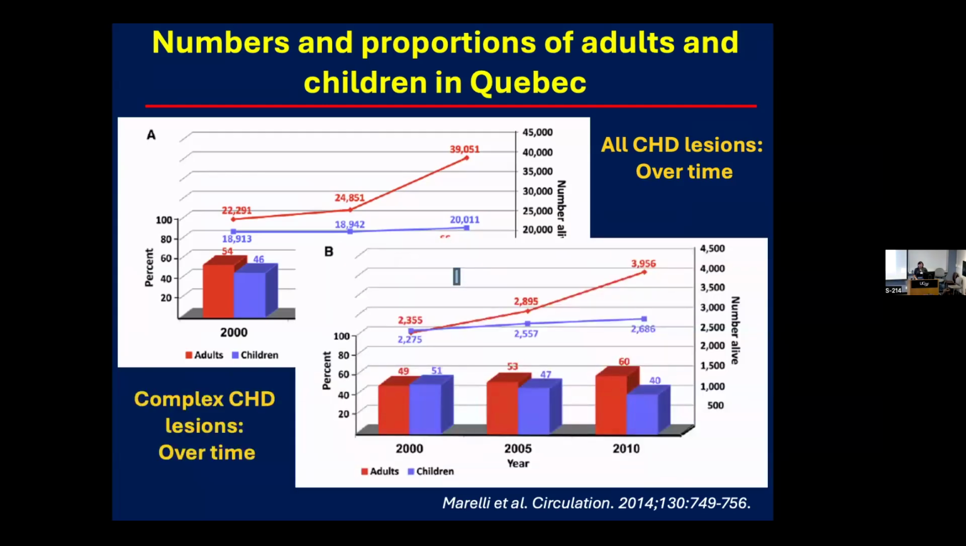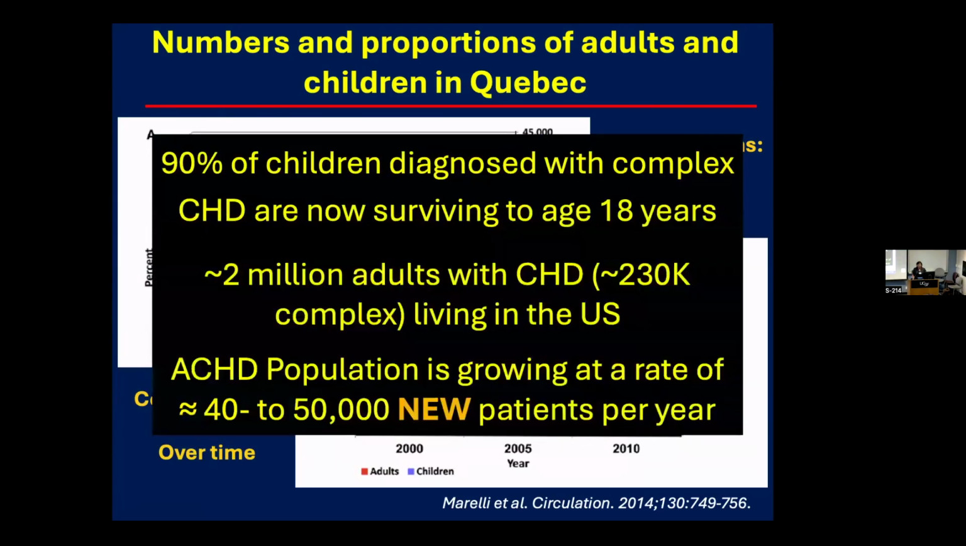The improved survival to adulthood is most striking for those with severe congenital heart defects, such that survival to age 18 is now expected for about 90% of children who are diagnosed with severe CHD. This is the data from Quebec, but it is extrapolated to the US estimates that there are currently about 2 million adults with congenital heart disease living in the US, and the ACHD population is growing at the rate of 40 to 50,000 new patients added every year.